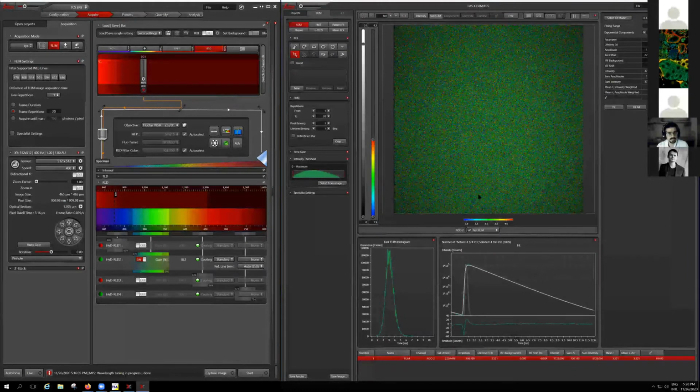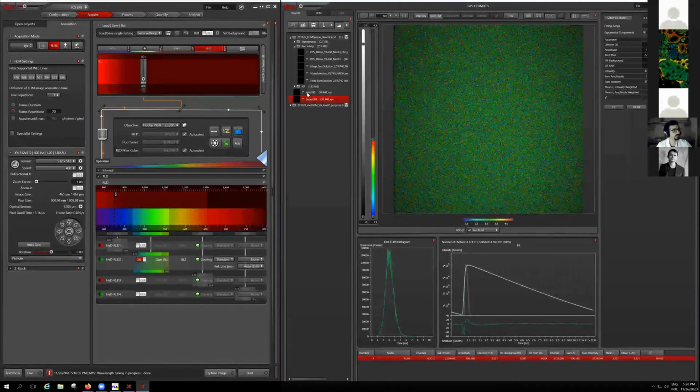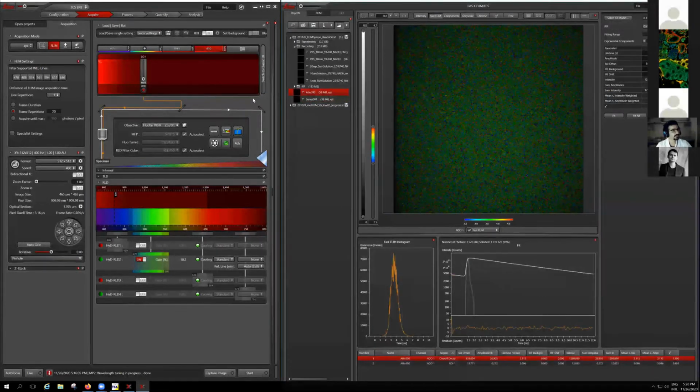It's simply how our system is behaving, and we see that in the rest of the analysis and acquisition that we are going to do. One more thing is that in our experiment, we have to pay attention to that. For example, I did a very similar experiment with Atto 390, and what we see here is a very nice fit.